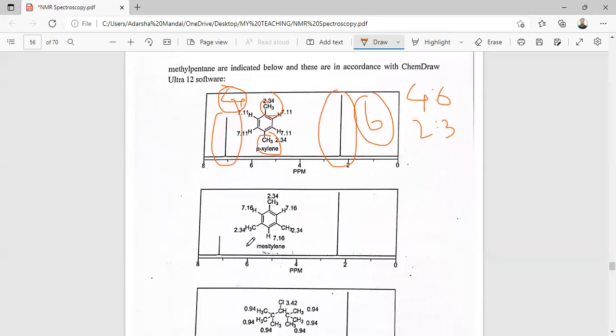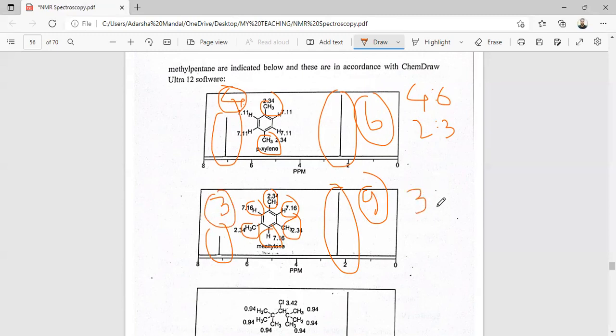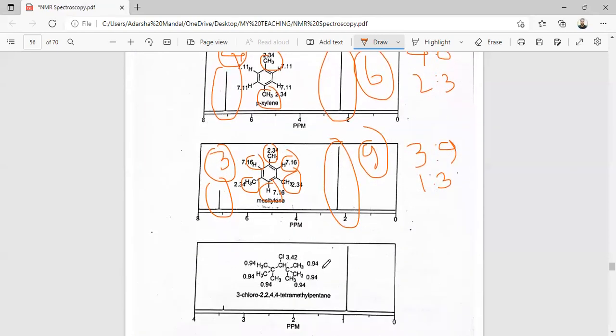So here this is mesitylene. Mesitylene has a total of 2 sets of protons. The 3 CH3 groups, with 9 protons, will come at 2.34, and these 3 aromatic protons will come at 7.16. So here the ratio is 3:9. That means 1:3. So here the peak intensity ratio is 1:3.